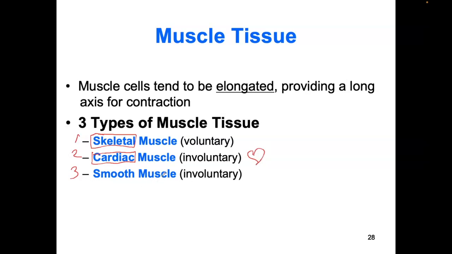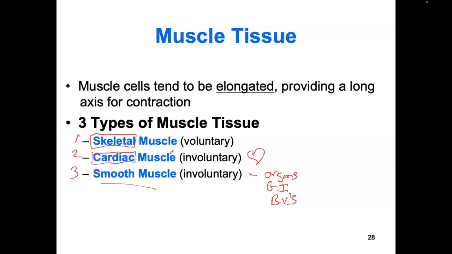The third type is called smooth muscle. Smooth muscle, I think of your organs. I think of the gastrointestinal tract. I think of your blood vessels, the intestine, small intestine, large intestine, all that smooth.